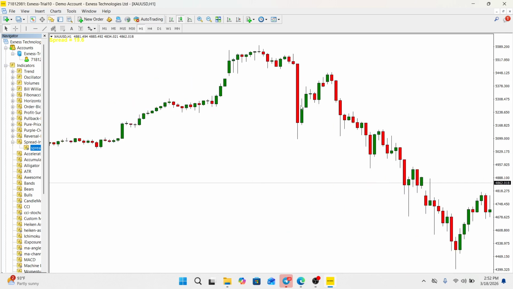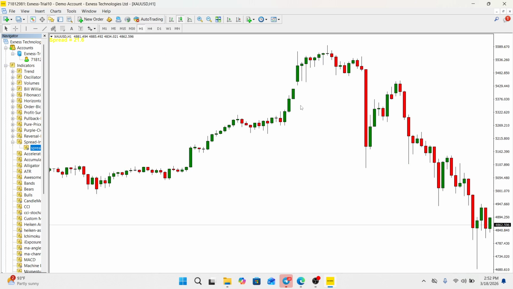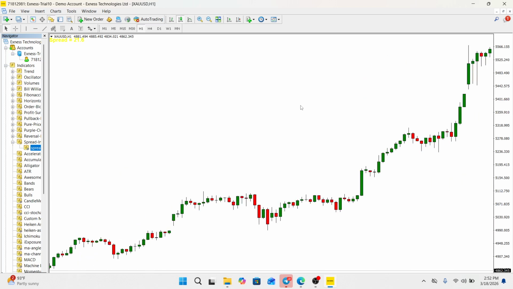Spreads can still widen suddenly due to market conditions, and the indicator only reports what is currently being quoted by your broker, so it should be used alongside broader risk management and awareness of news events.